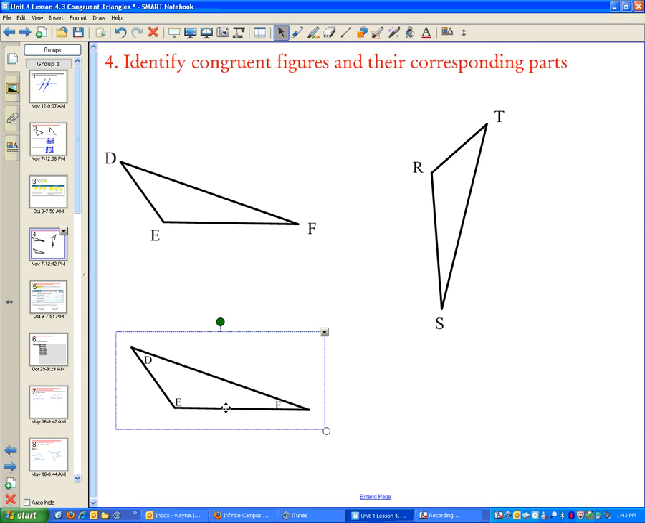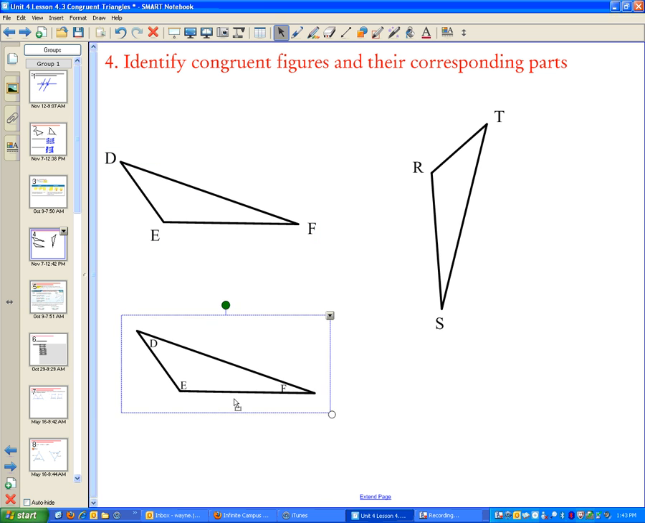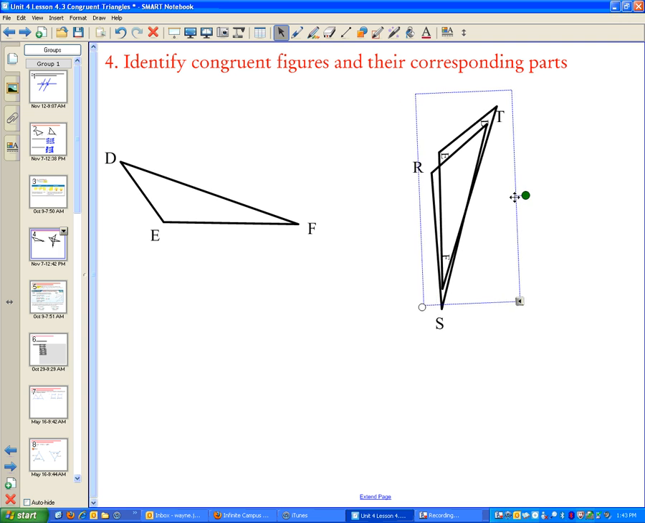Look here, look what I've done with triangle DEF. I copied it, and I put the letters on the inside because I want to be able to take triangle DEF and move it over here. It's actually congruent to that other triangle. But I'm going to have to move it around a little.